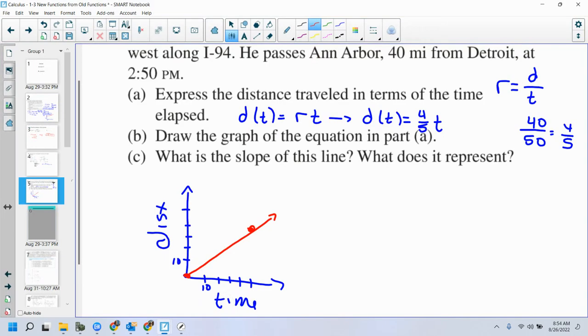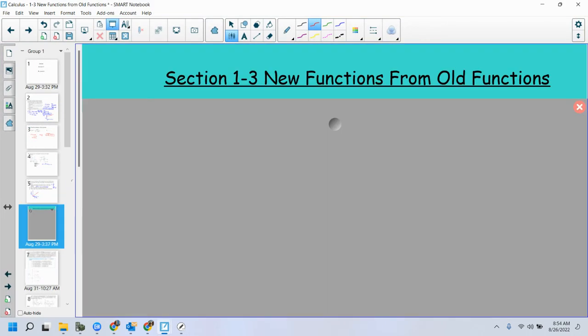The homework is due on Monday. The homework for this is not due on Monday. This is back when we were going to do section 1-3 yesterday and today. So we'll just have to wait until we see how long this takes us.